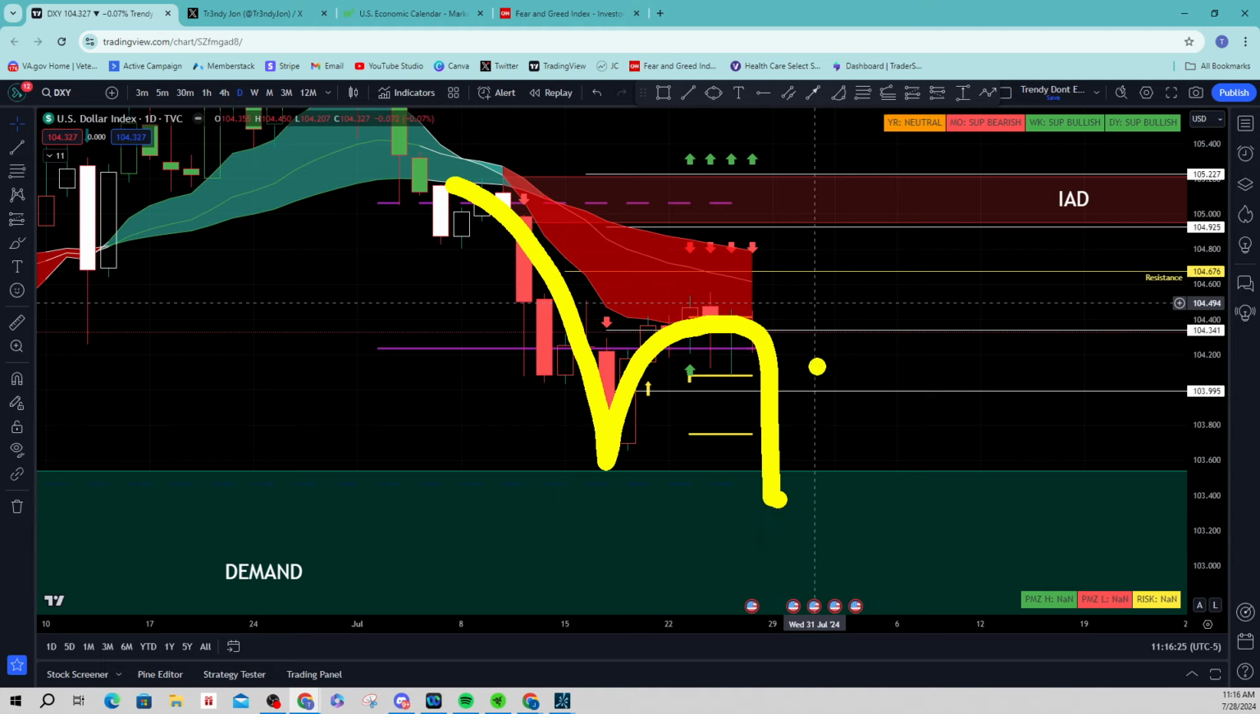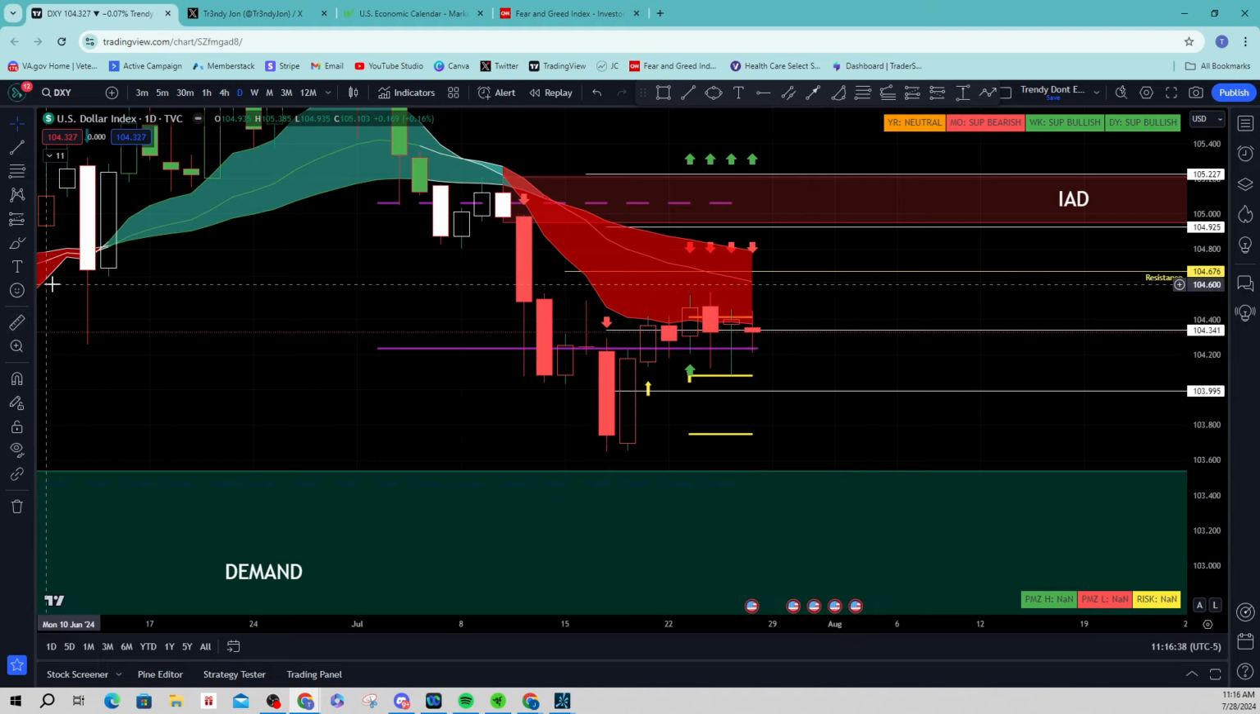Okay. Now, if this happens, I would expect bullish activity in the market. All right. So again, that's the dollar. If we go below 103.7, then I believe it gets more bullish in the market. And if we go above the cloud, be cautious. Okay. That's what we have there on the dollar.